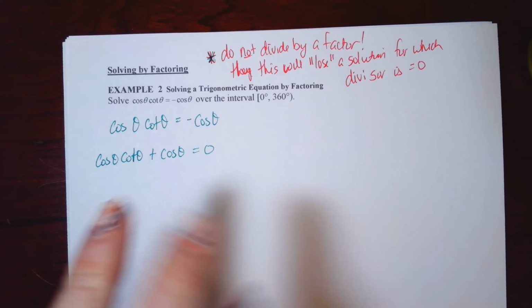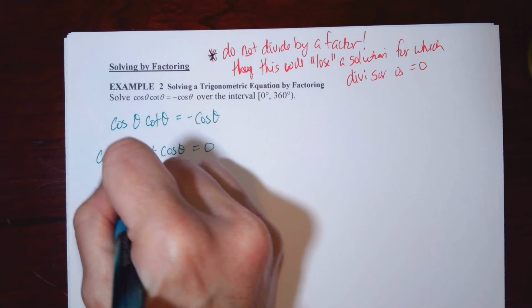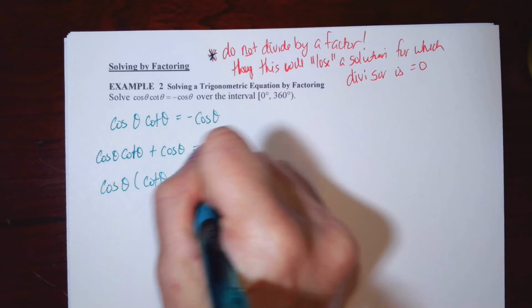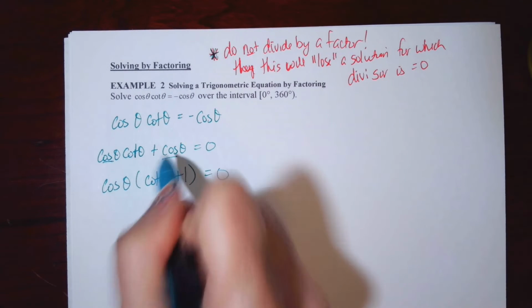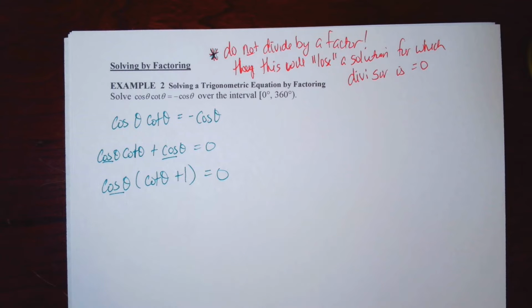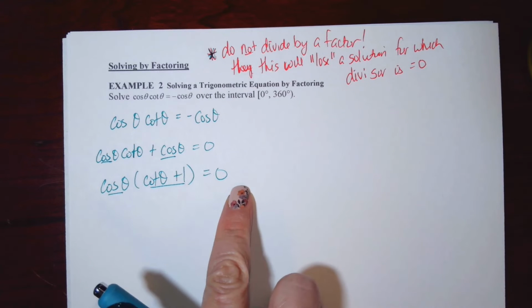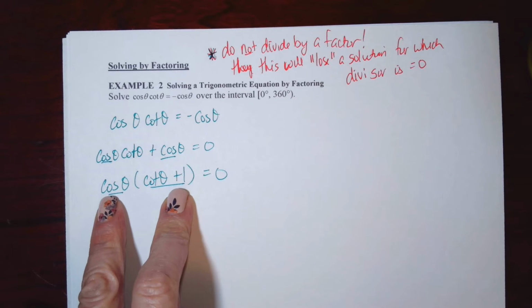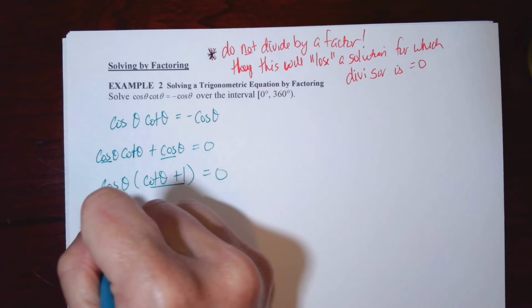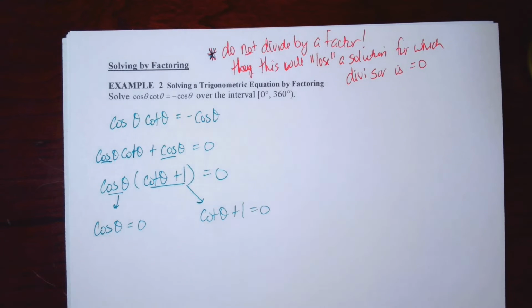Now that I've got it set equal to 0, I want to factor out my common factor. Well, the common factor is cosine theta. So when I factor out that common factor, cosine theta, I'm left with cotangent theta plus 1. Now, just like when we get things factored in college algebra, we would set our factors equal to 0 and solve, because my zero factor property says that if I'm multiplying these two factors together and I get 0, at least one of them has to be equal to 0. So I'm going to say, okay, well, cosine theta equals 0, and then I've got cotangent theta plus 1 equals 0.